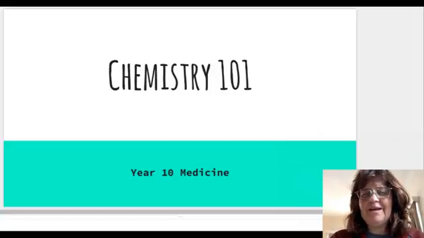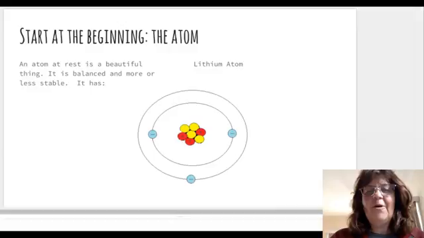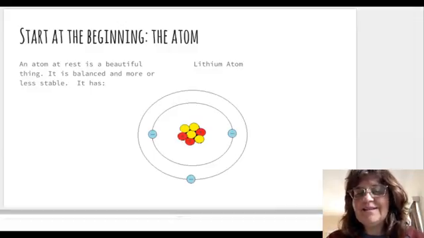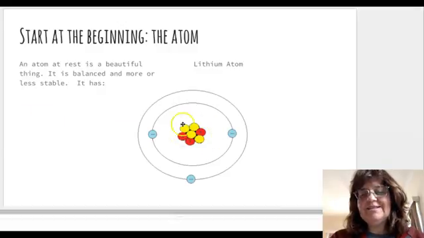Bit of a background from last year so that we can go forward with this year's work. We're going to start looking at the atom. The atom that you can see is the lithium atom, and it's a beautiful thing. It's nice and balanced. It's got a nucleus in the middle and it's got electrons spinning around the outside.